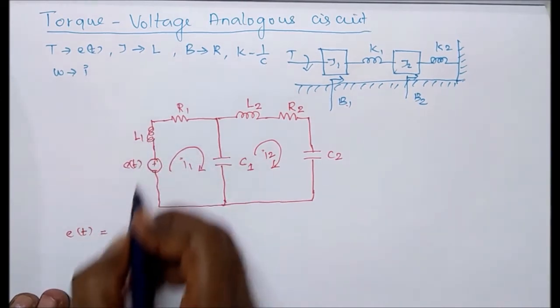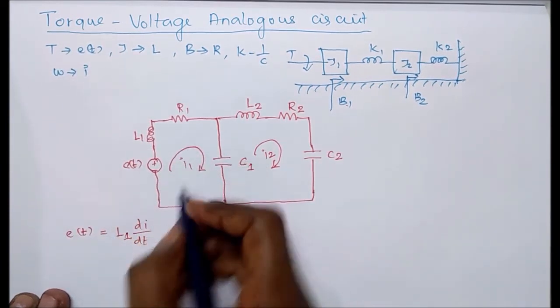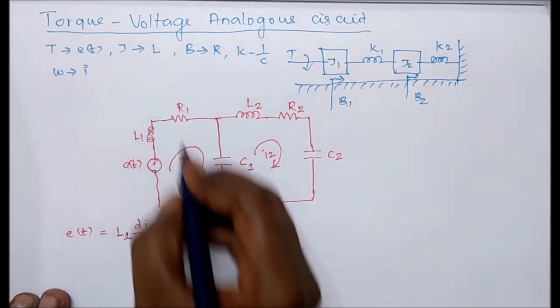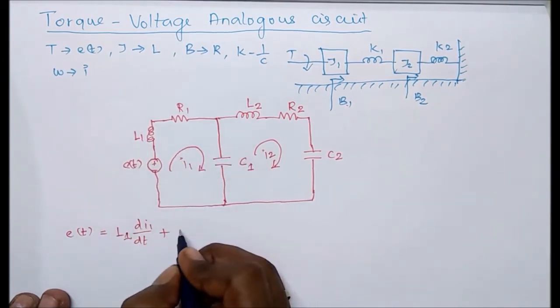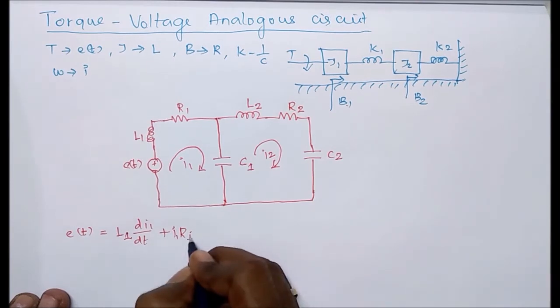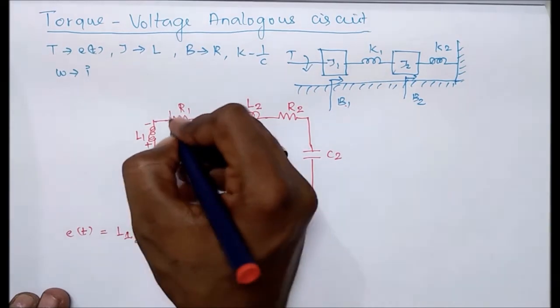Now the drop across this inductor, we know the voltage across an inductor is L into di by dt. So here L1, therefore L1 times di1 by dt, since the current through this inductor is I1, plus next the drop across this resistance, we know, is R1 into I1. Before that we have to mark the polarity.